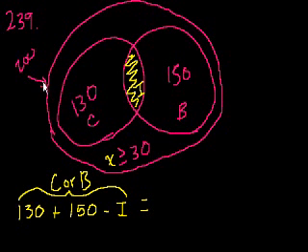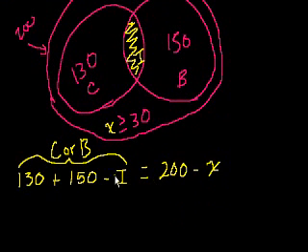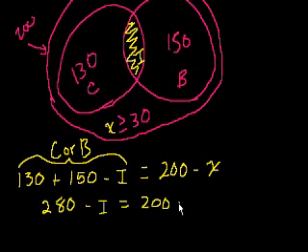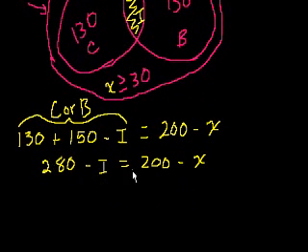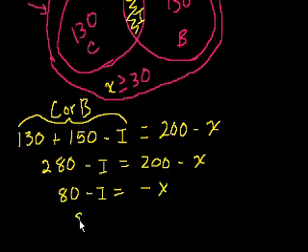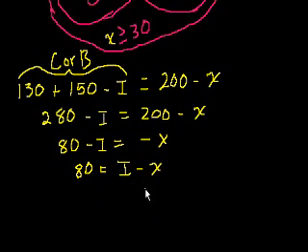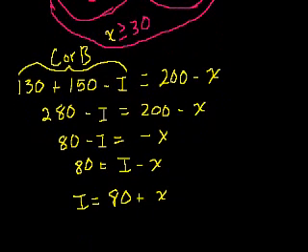what? Well, 200 minus the people who are in nothing, right? I'm going to call that X for now. Let's see if we can solve for the intersection, which is what they're asking us, in terms of X. So this becomes 280 minus I is equal to 200 minus X. Then we subtract 200 from both sides. You get 80 minus I is equal to minus X. Let's add I to both sides. So you get 80 is equal to I minus X. Even better, let's add X to both sides. So you get I is equal to 80 plus X.